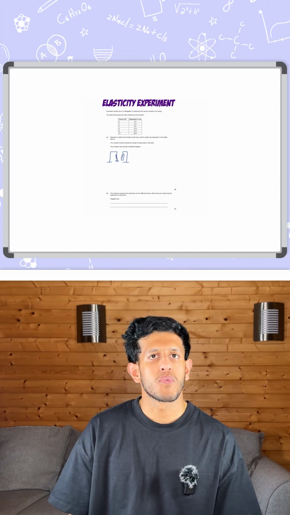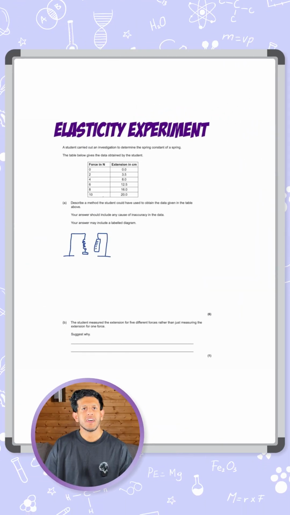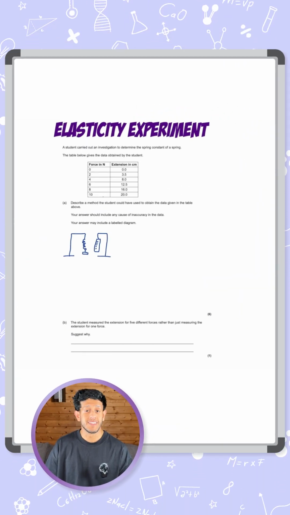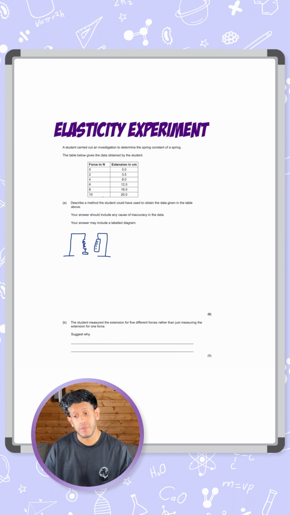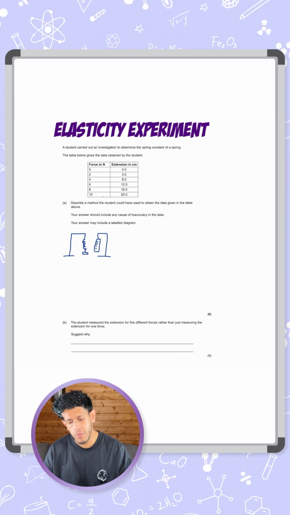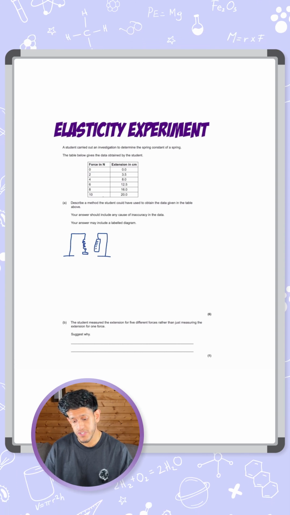Alright, so a bit of a harder question here. Here's a question looking at an experiment to do with elasticity. So it says a student carried out an investigation to determine the spring constant of a spring. The table below gives the data obtained by the student.